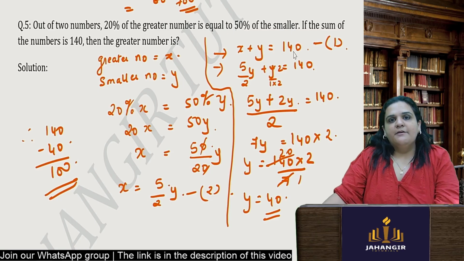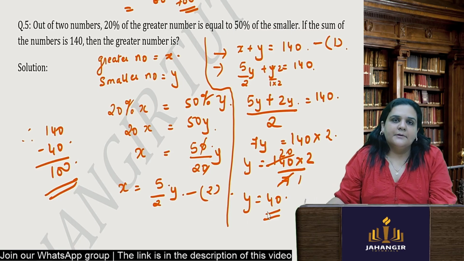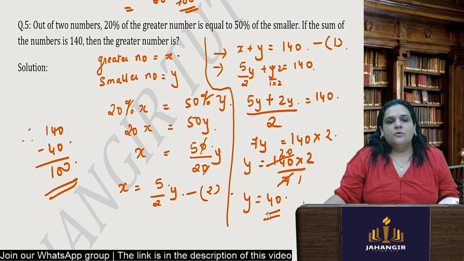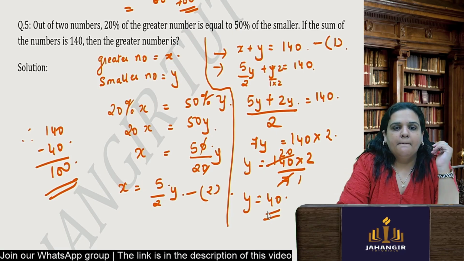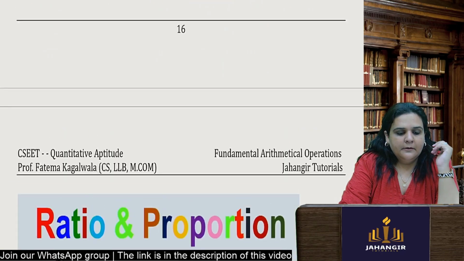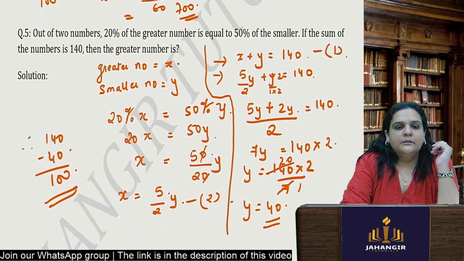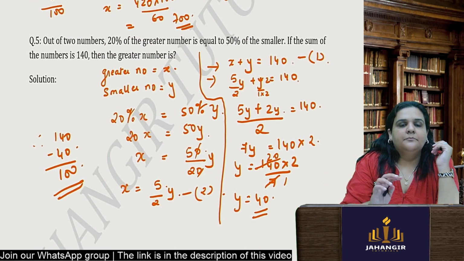See, the sum is 140. Out of that, one number is 40. So the greater number is going to be 100. Clear? Okay, you all can copy this sum.